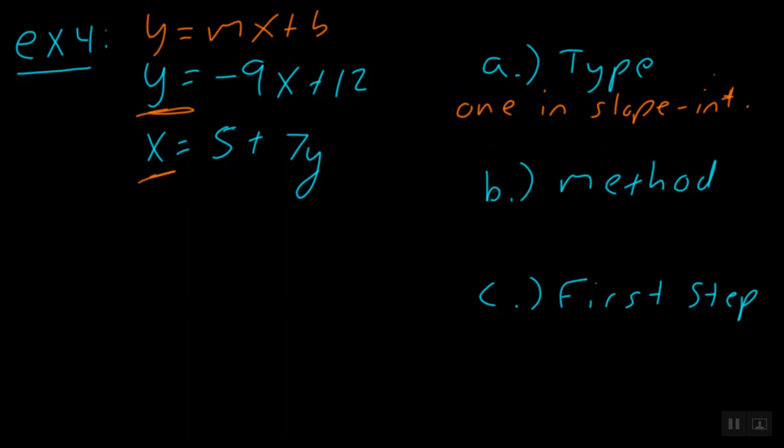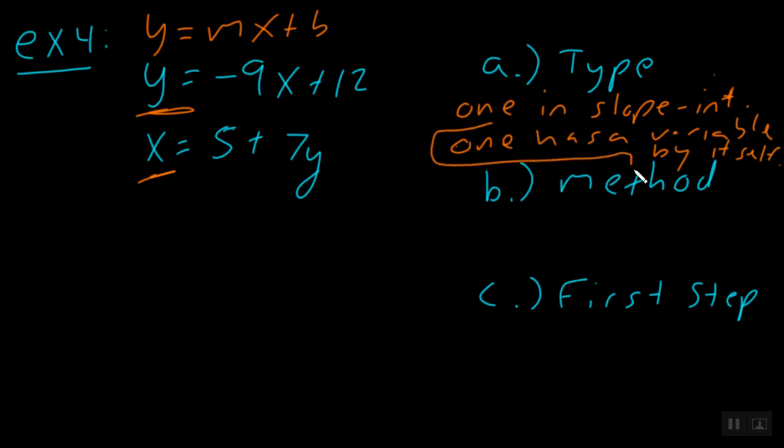But here we have x equals. And so here we could say, you know what? One of our equations has a variable by itself. Okay, so if it has a variable by itself, remember that is the key for this type of system. When one has a variable by itself, we can always use substitution.